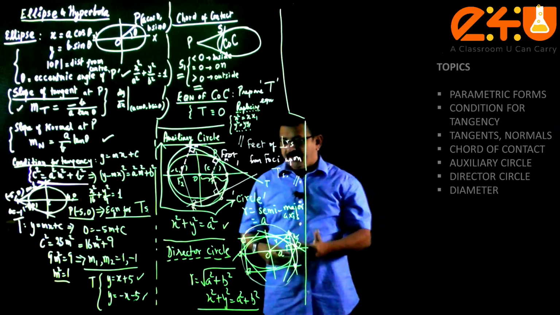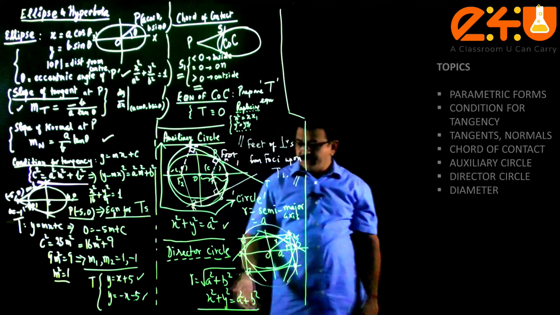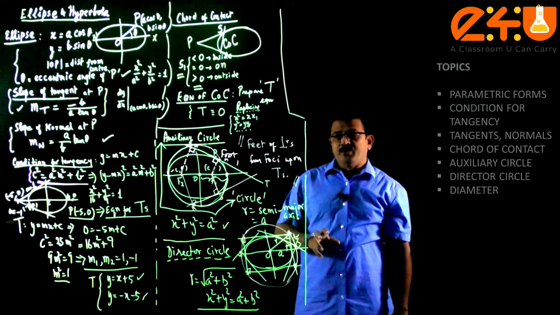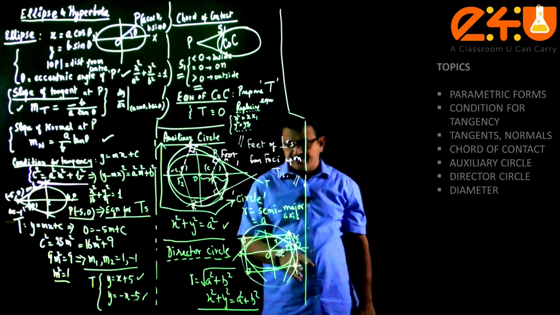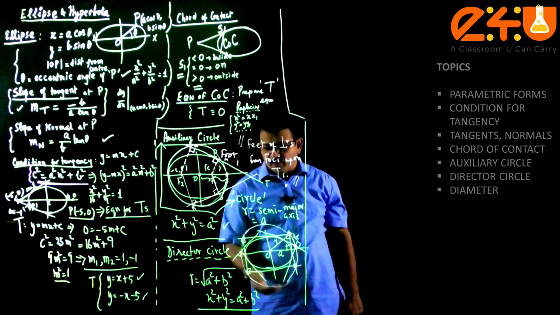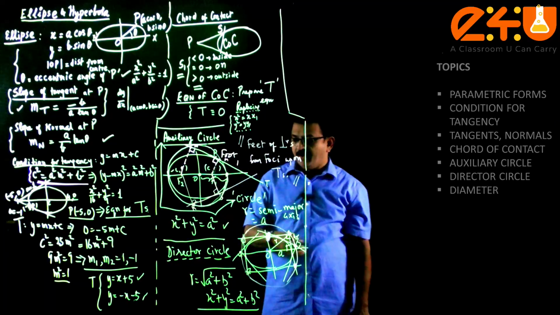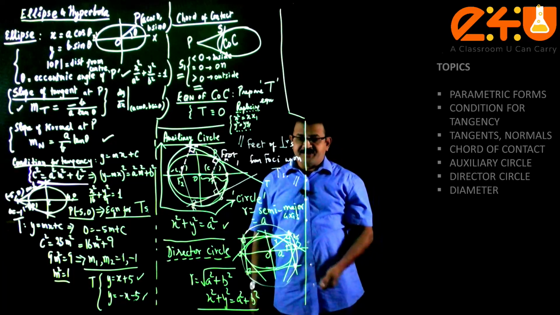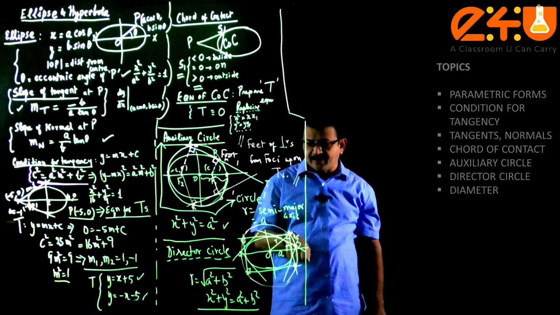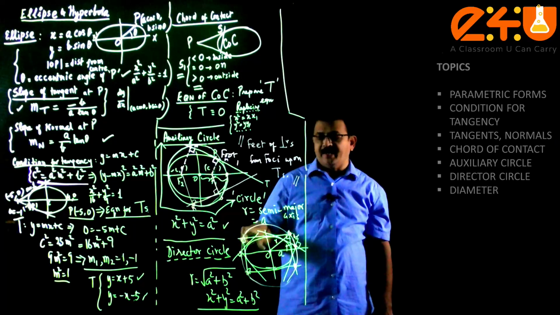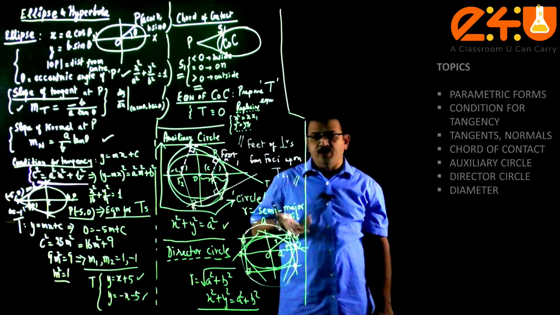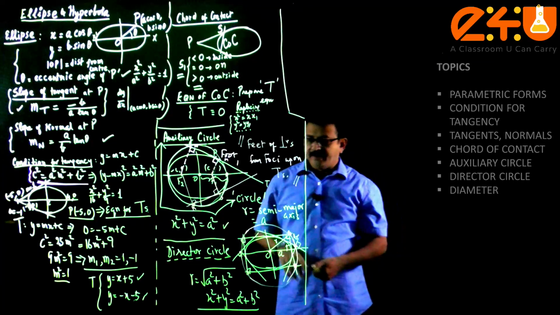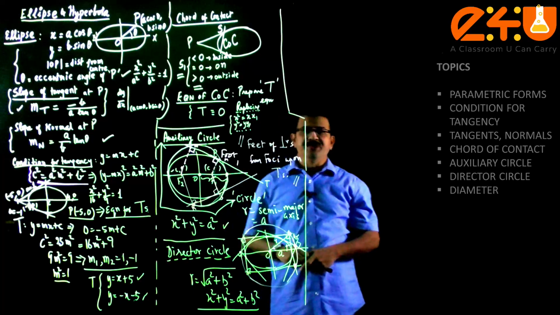This can be seen in two ways. One is the straightforward method of the locus of mutually perpendicular tangents: the meeting points are joined, and they form the director circle. On the converse, from any point on a director circle, if you draw the pair of tangents, they become mutually perpendicular.